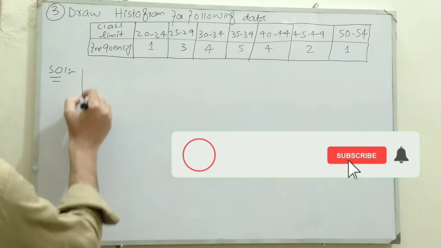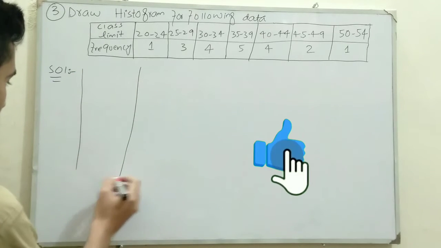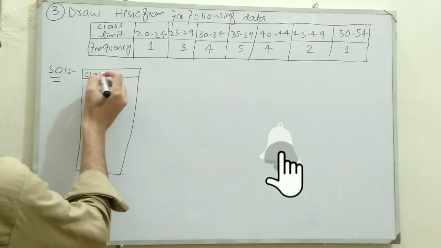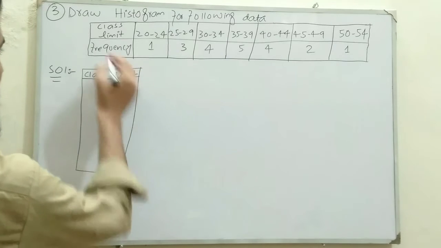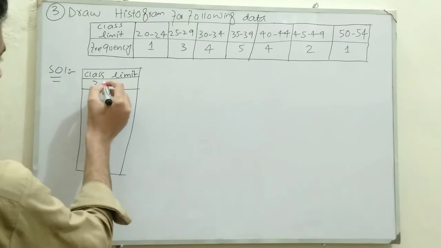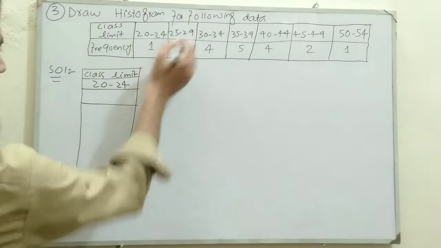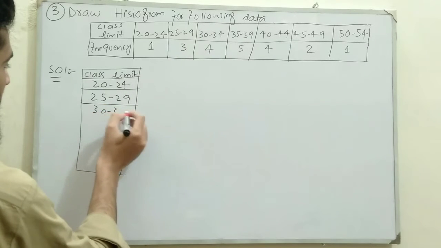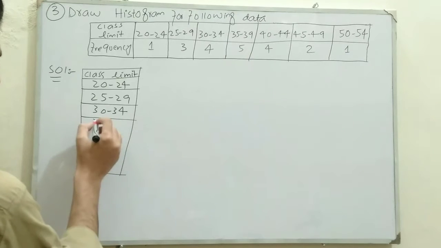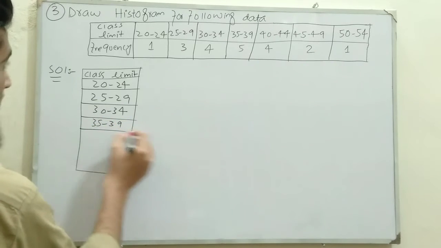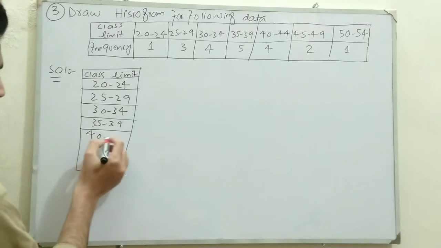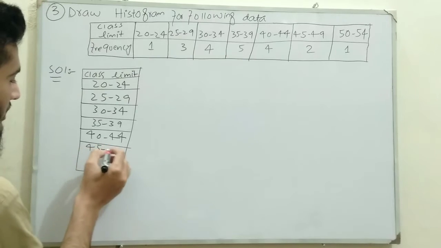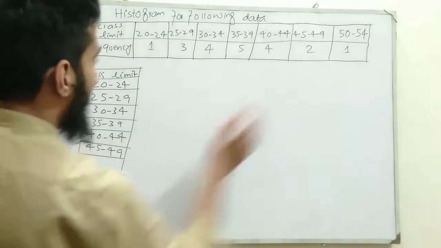In the solution, I will write the class limits in a vertical table just like this. So let's suppose this is the class interval. The first class interval is 20 to 24. The second interval is 25 to 29. The third interval is 30 to 34. The fourth one is 35 to 39. The fifth one is 40 to 44. The sixth one is 45 to 49. And the last, seventh one is from 50 to 54.